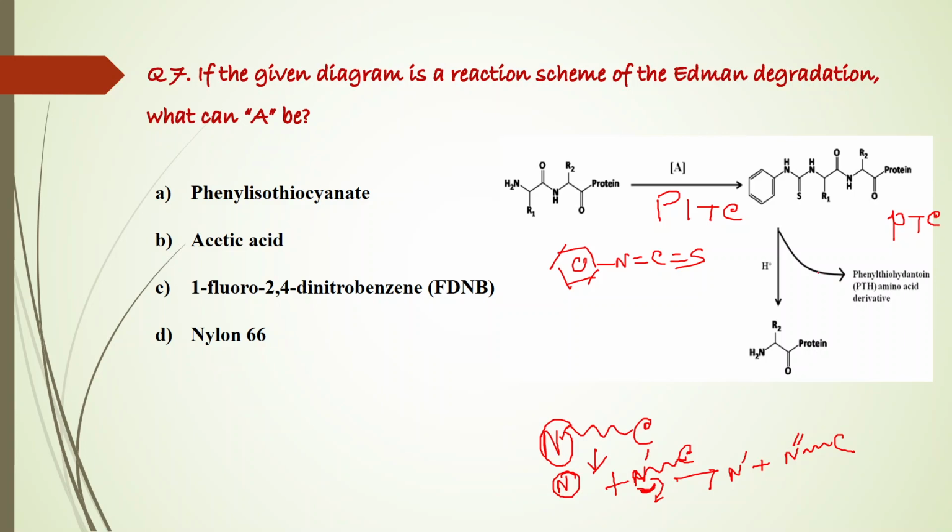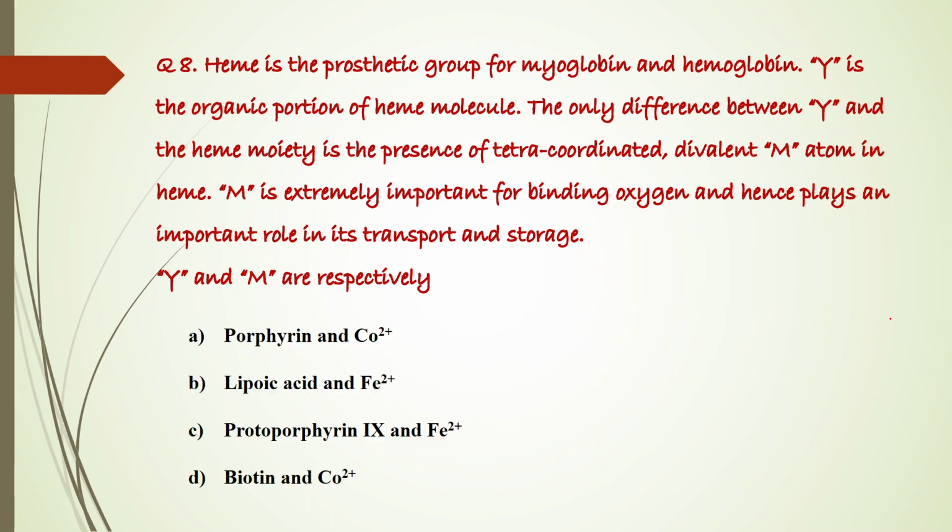After that, phenyl thiohydantoin will be removed from the system and you will end up with a shorter chain of the peptide molecule that you are given. So the correct answer for question number 7 is that the reagent used in case of Edman degradation is phenyl isothiocyanate, otherwise known as PITC. So our correct option for this question should have been option A. Okay. Moving to the next one.